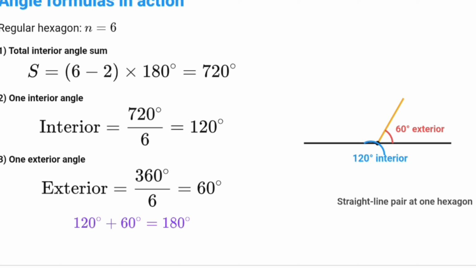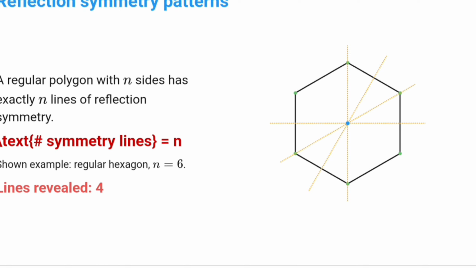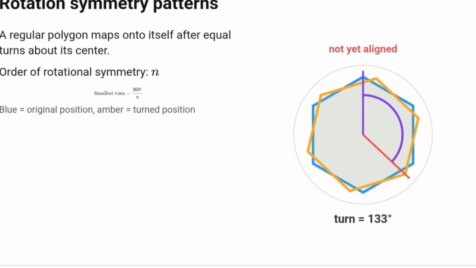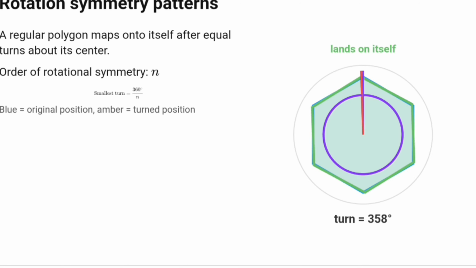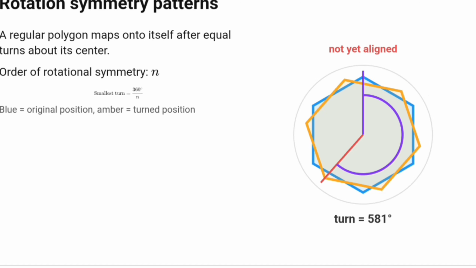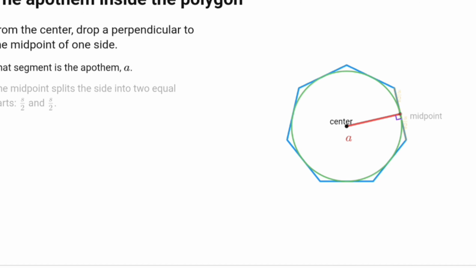With equal sides and equal angles, a regular polygon also has mirror balance. A regular polygon with n sides has exactly n lines of reflection symmetry. That same balance also appears when the polygon turns around its center and lands on itself again. Its order of rotational symmetry is n, and the smallest matching turn is 360 degrees divided by n.